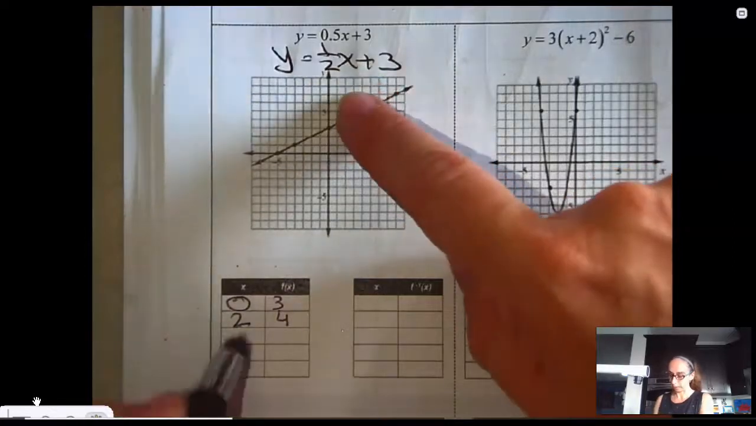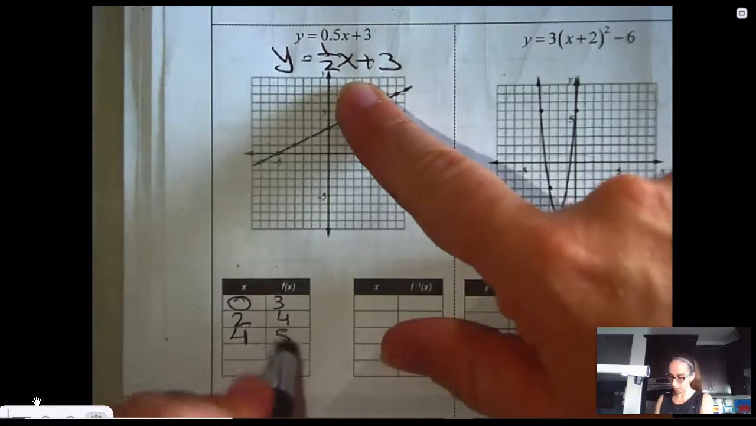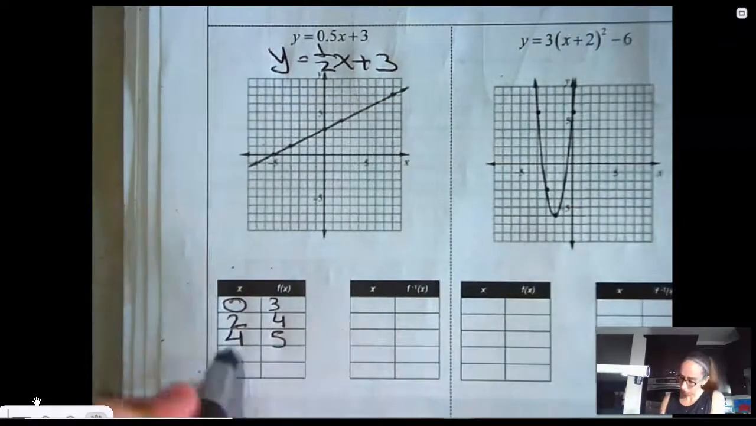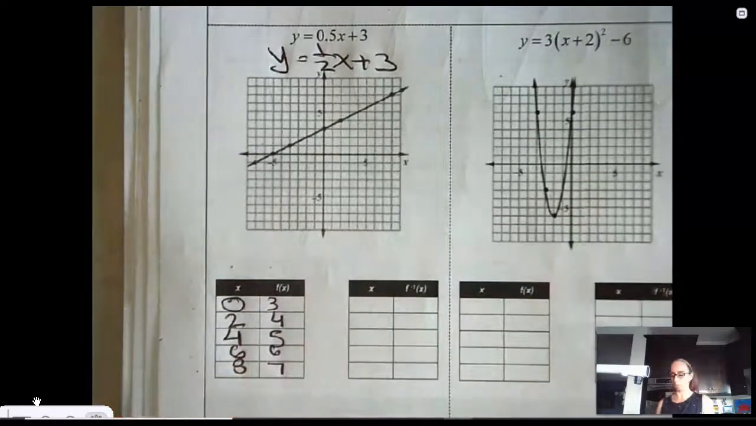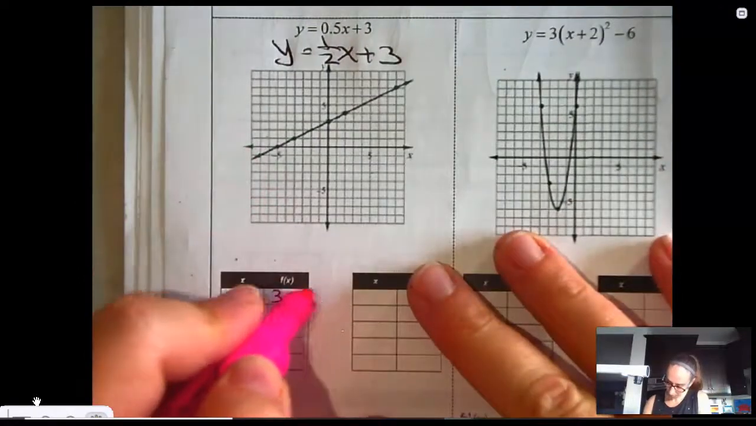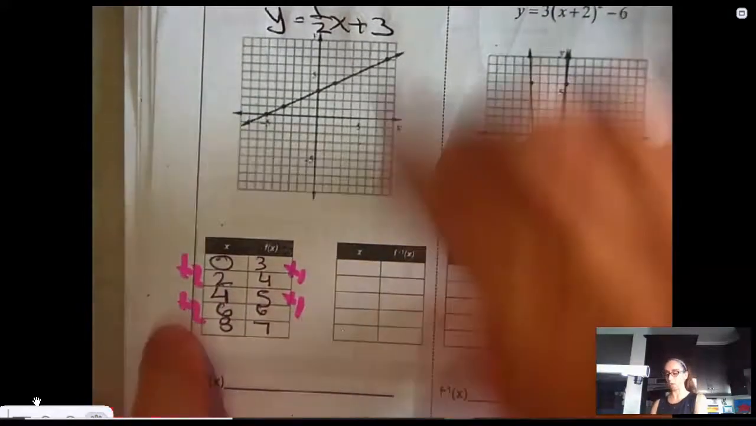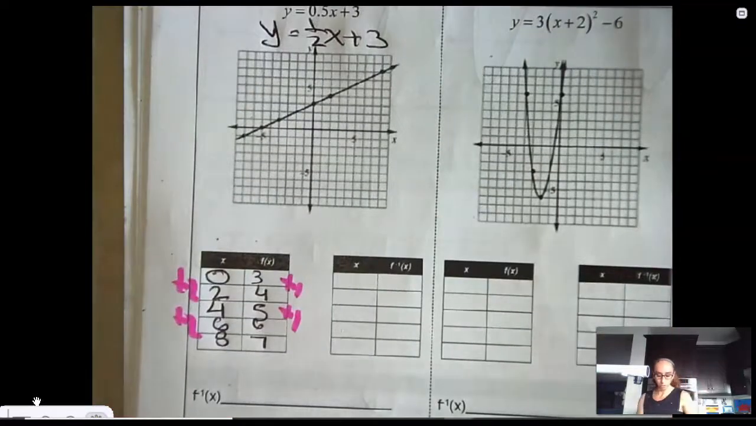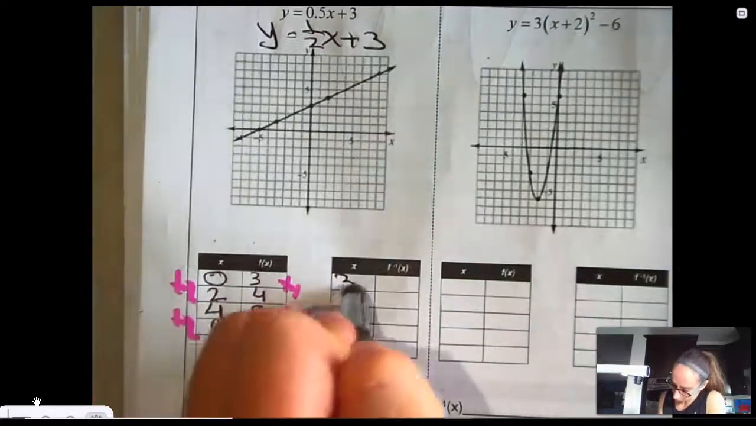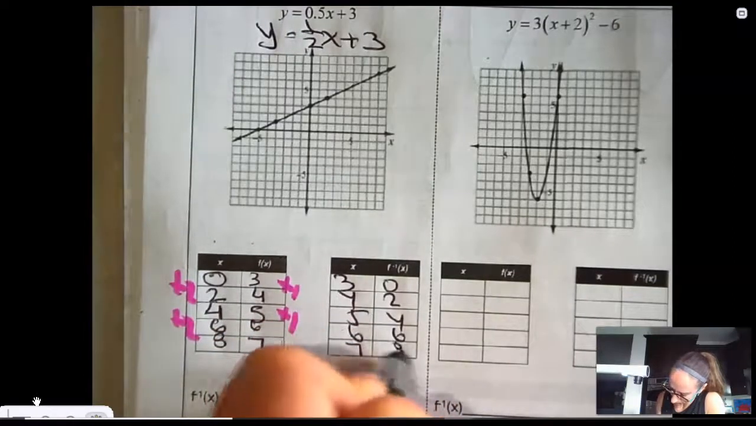Okay? And then I go, okay, what number do you think I'm going to pick next? Good, 4. What's half of 4? 2 plus 3, 5. Anybody see patterns? You should. 6, 8, 6, 7. I can't help myself. Look at this. Plus 1, plus 1. Plus 2, plus 2. Hey, the pattern's 1/2, and it starts with 3. Great. All right, so what should be true then about my inverse? 3, 0, 4, 5, 6, 7, 2, 4, 6, 8.